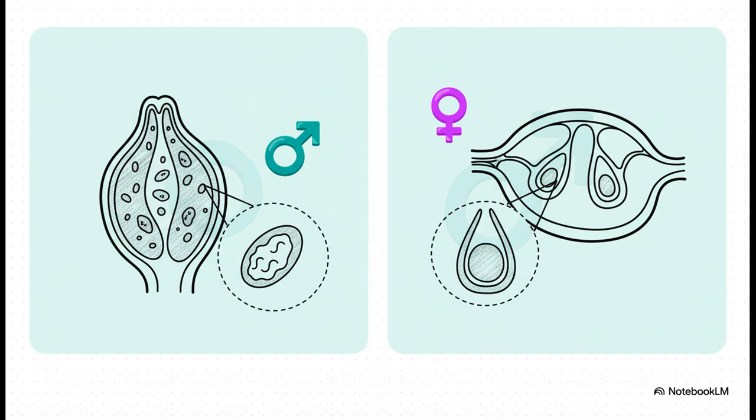So let's just put that all together real quick. In a flower, the male gametes are the sperm cells. You find them inside the pollen, which is made by the stamen. And the female gametes are the eggs, or ova, and they are kept safe inside the ovary, which is part of the carpel. See? Simple.